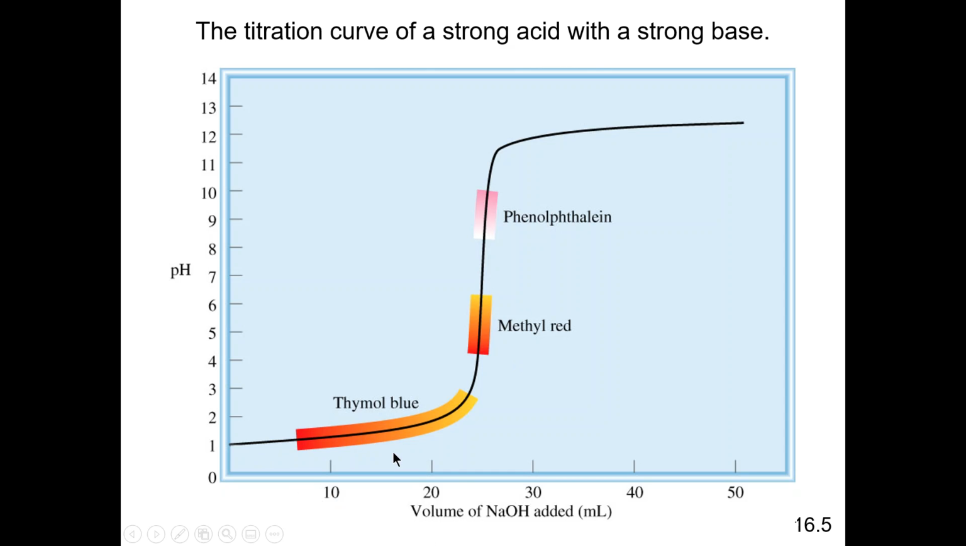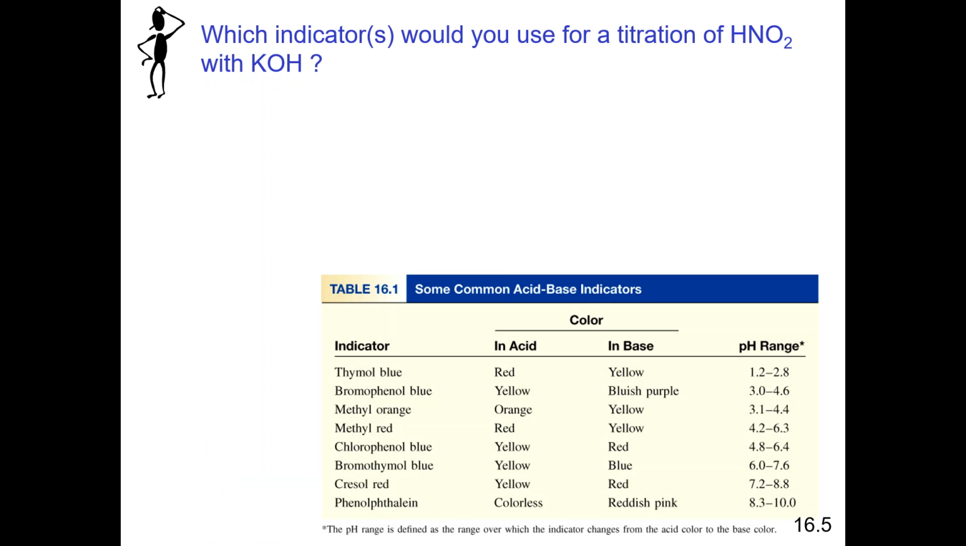So the indicators that are useful for indicating the equivalence point would be methyl red and phenolphthalein. These two indicators, as you can see here, experience their color change within the pH range of the pH jump of this titration, from 3 to about 12, all right? So it's very important that you choose the correct indicator to accurately reflect where the equivalence point is. Based on what we have just learned, you should be able to answer this question.